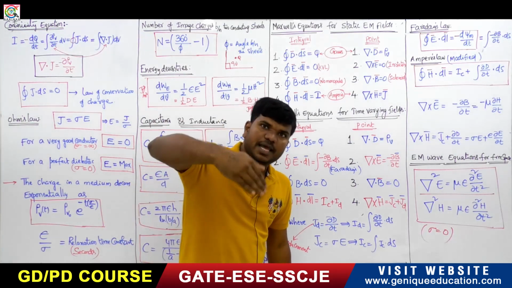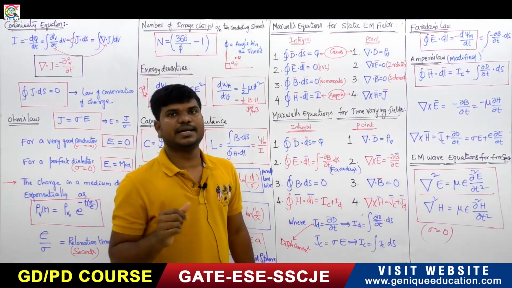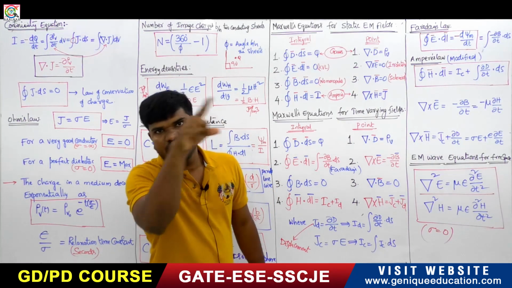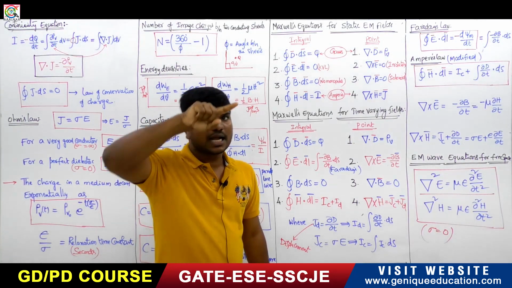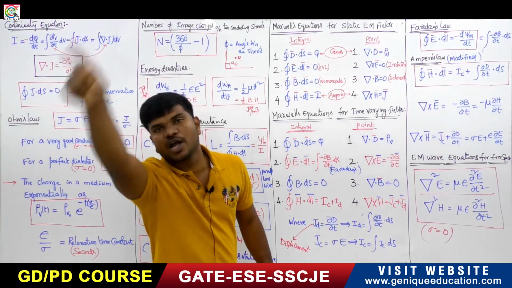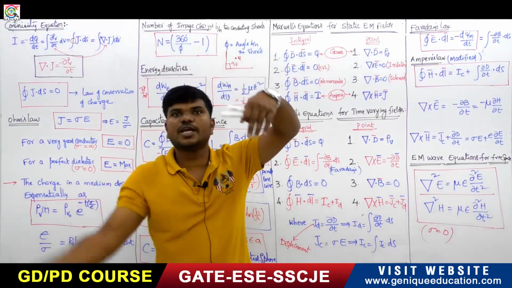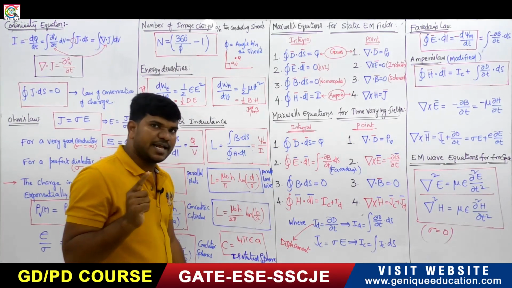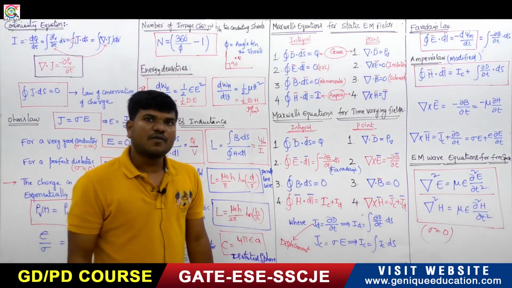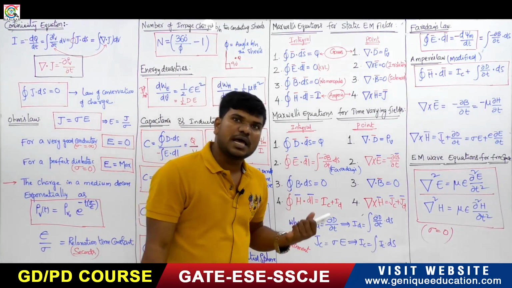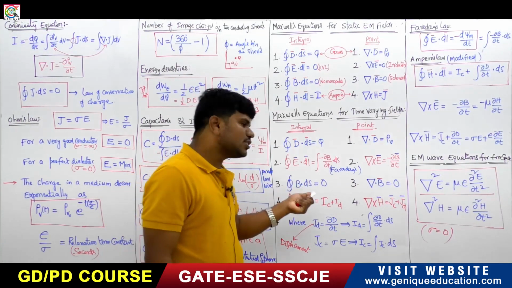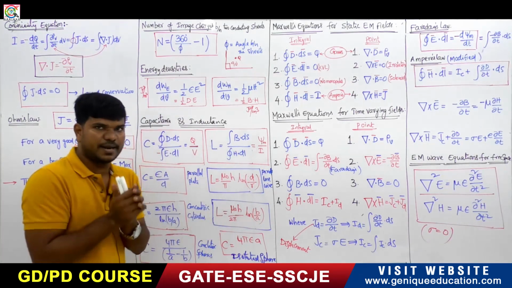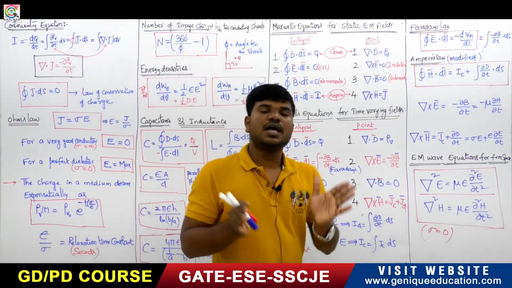But within the capacitor, what happens? There will be a dielectric material, a non-conducting material. Even though there is a non-conducting material between the capacitor plates, the same current is coming out of the capacitor. How is it happening? It is due to the displacement of the charges, or the field induced between the capacitor plates.